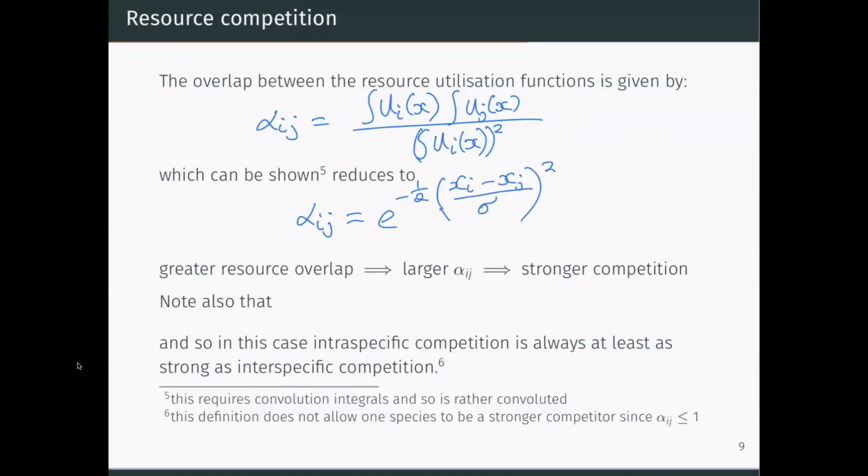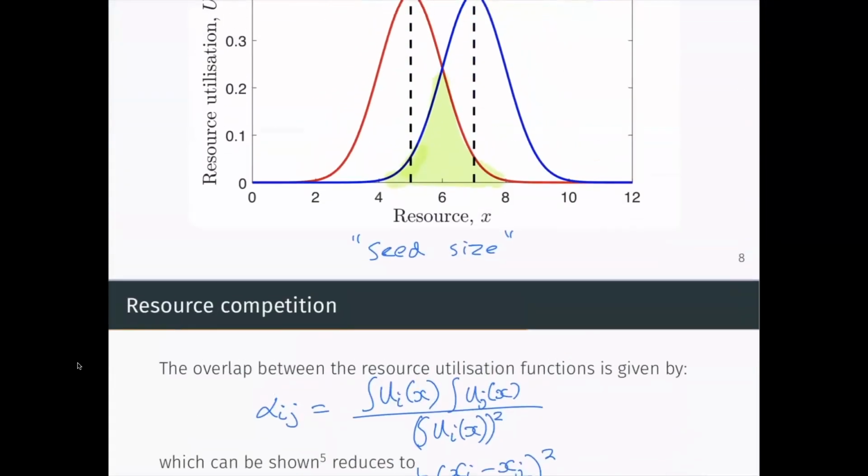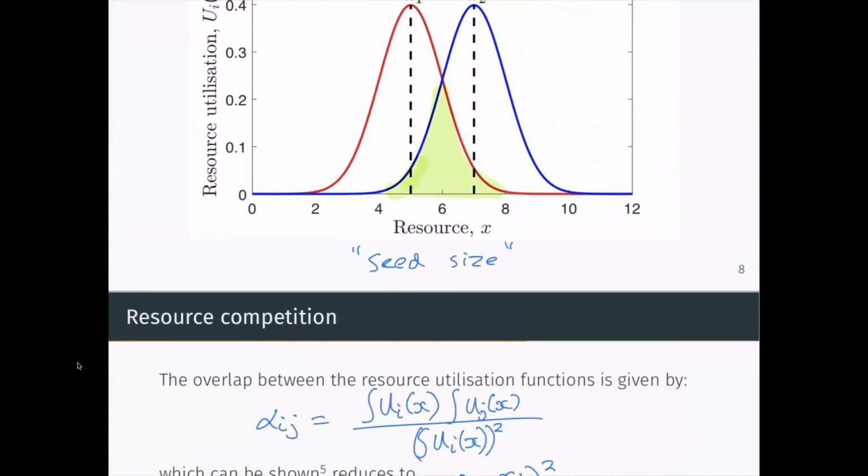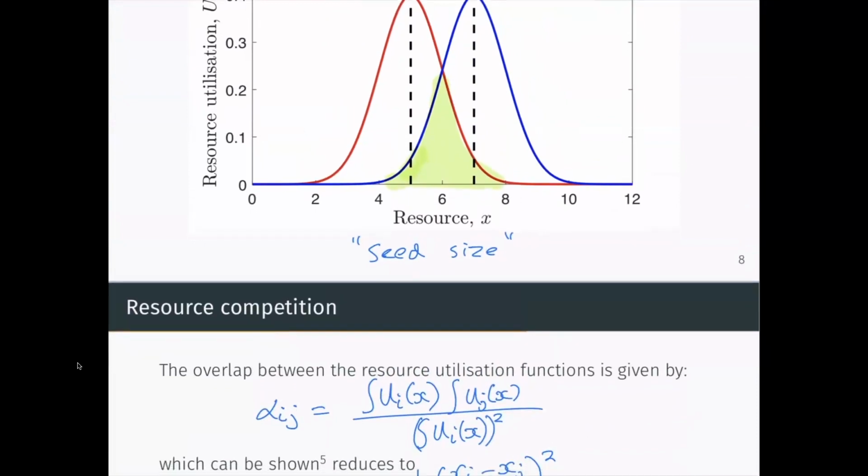You will not be examined on how to derive this. This is essentially just background information to justify where this idea of a strength of competition coefficient is coming from. So essentially, this is describing this green shaded area above.